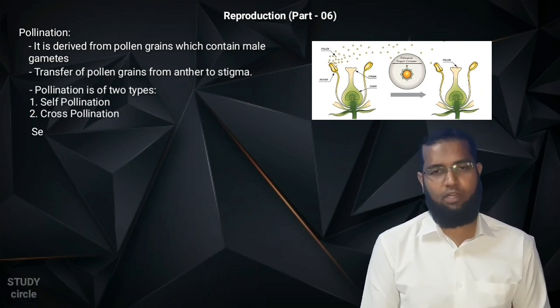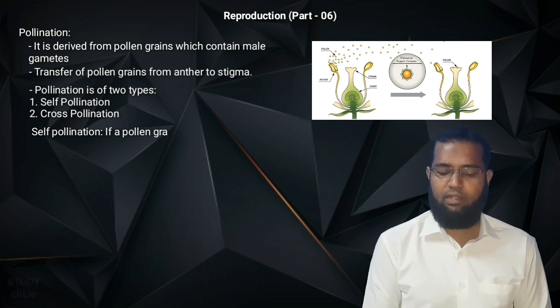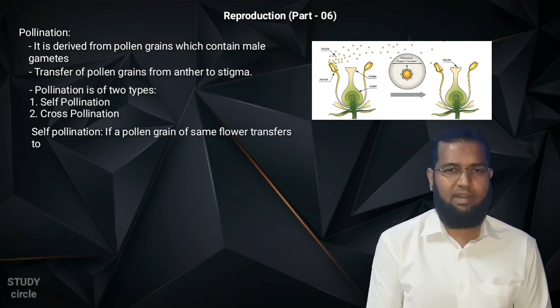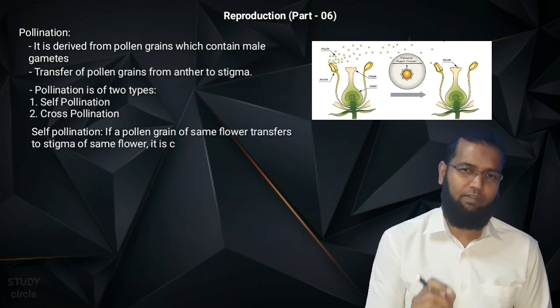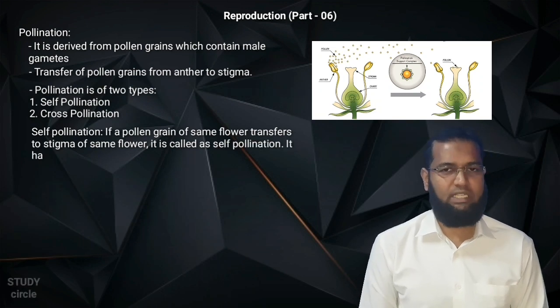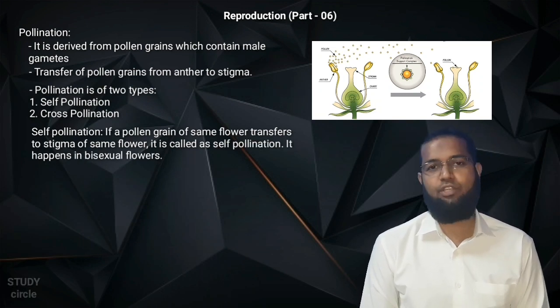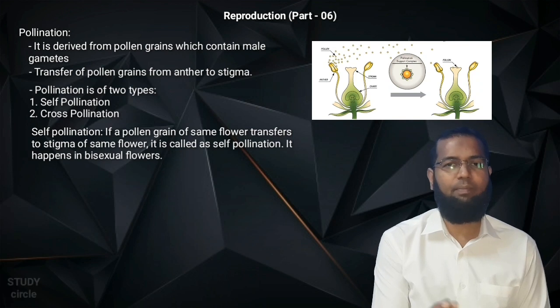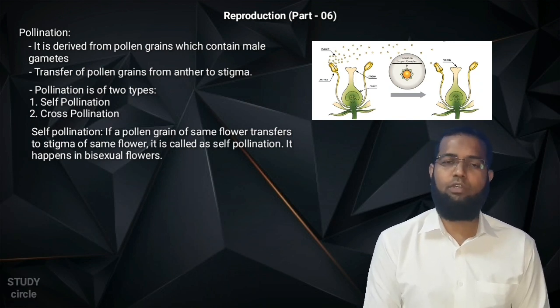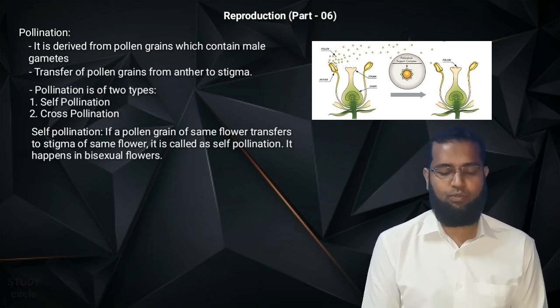When it comes to self-pollination, if a pollen grain of a flower is transferred to the stigma of the same flower, it is called self-pollination. It happens in bisexual flowers because both male and female parts are available in the flower. So in most cases this happens in bisexual flowers.